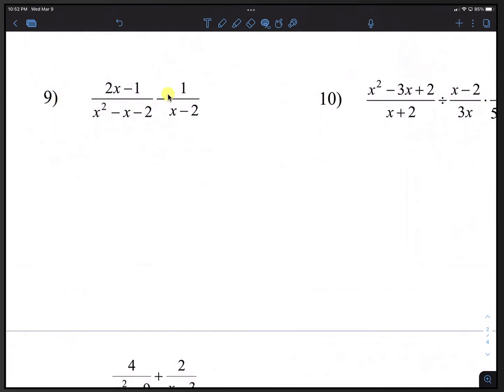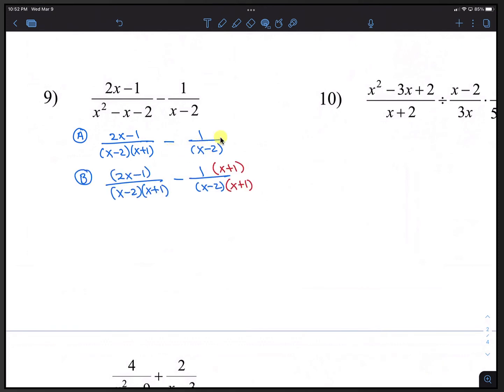All right, number 9, we're subtracting these two fractions together. So in step A, we factored the denominator here to x minus 2 times x plus 1. And now we're going to find our common denominator and then multiply by whatever's missing. So in the second fraction, the x plus 1 is missing, because our common denominator is x minus 2 times x plus 1. So the x plus 1 is missing from this second fraction. So we multiplied the top and bottom by x plus 1.